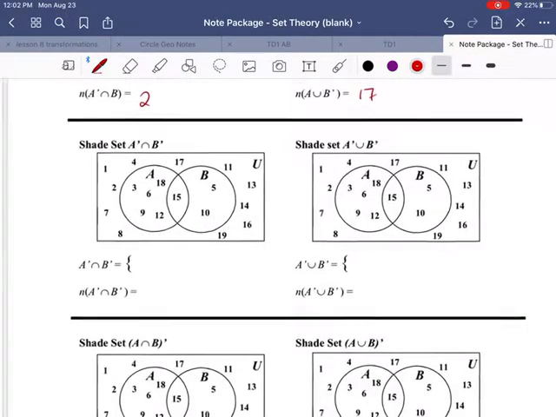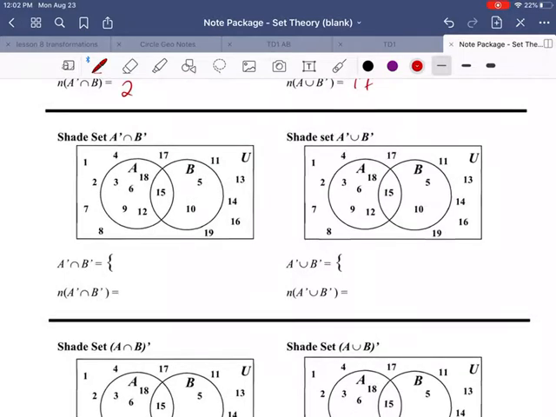Shade the complement of set A and the complement of set B. Well, that's going to be everything outside the circles. So the stuff that's included in the universal set, but isn't part of set A and set B. If you count that up, there's 11 elements there.